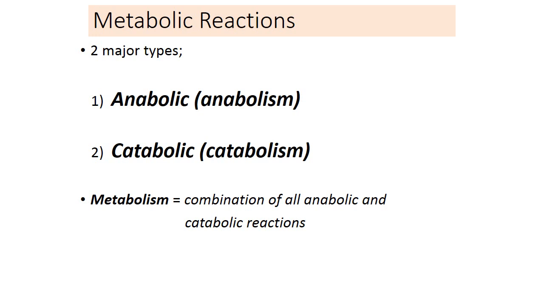Catabolic reactions, on the other hand, involve the breaking of a large molecule into smaller molecules. So catabolic reactions involve the breaking of bonds, and then when we break these bonds, energy comes off those bonds, and then the cell or the body can use that energy for other processes. So the combination of all of the anabolic and catabolic reactions that occur in the body is known as metabolism.